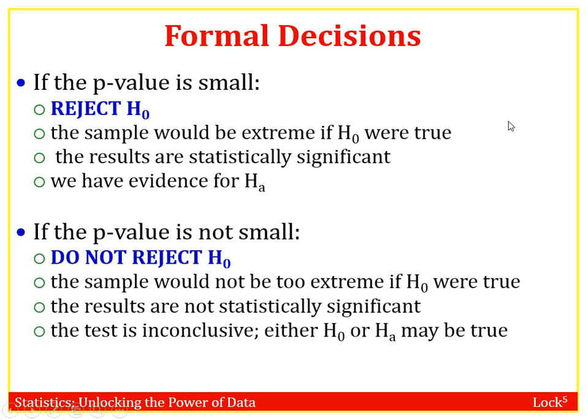If your p-value is not small, we do not reject your null hypothesis, and your sample would not have been too extreme, and it is not statistically significant. And for the most part, you would say your results are inconclusive. It doesn't really show anything to support your alternative or your null. Either one might be true. The results you got don't favor one or the other.